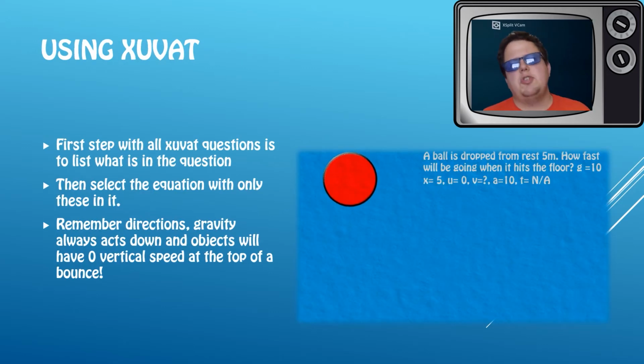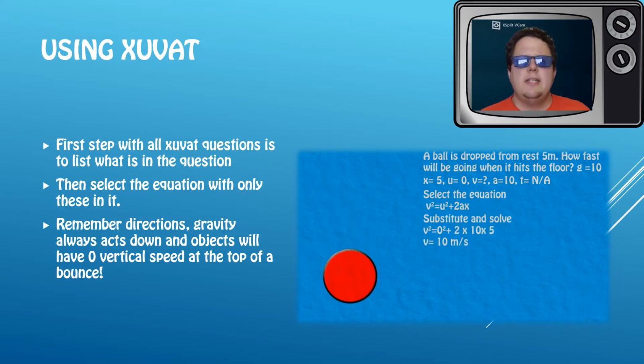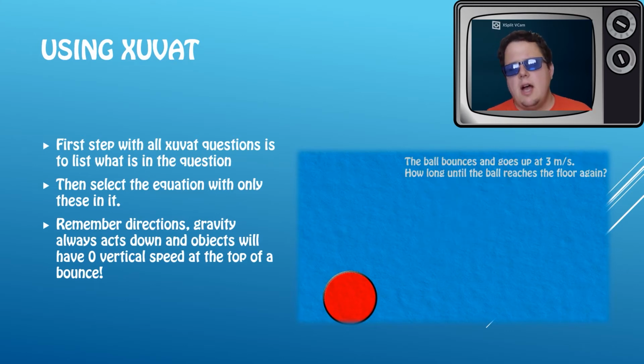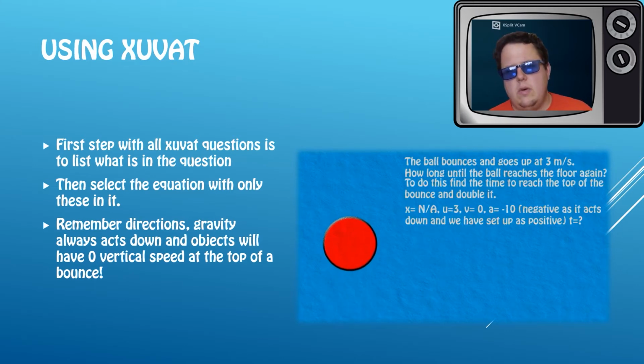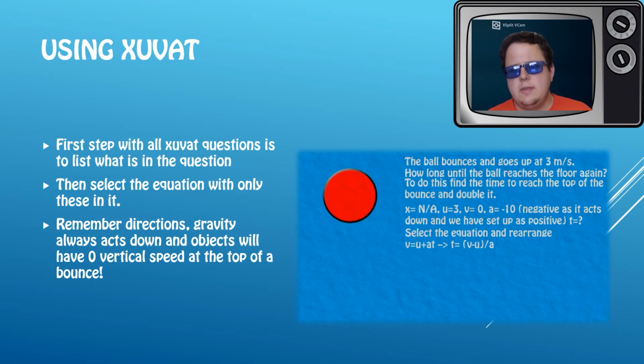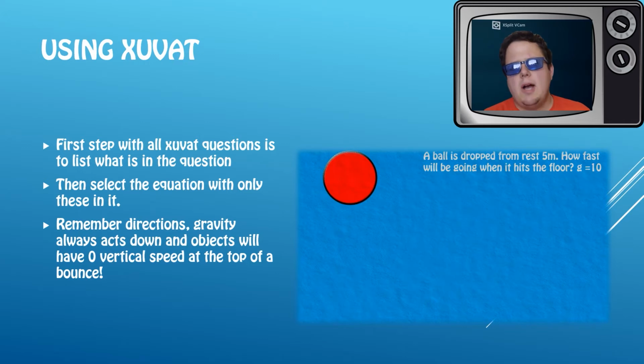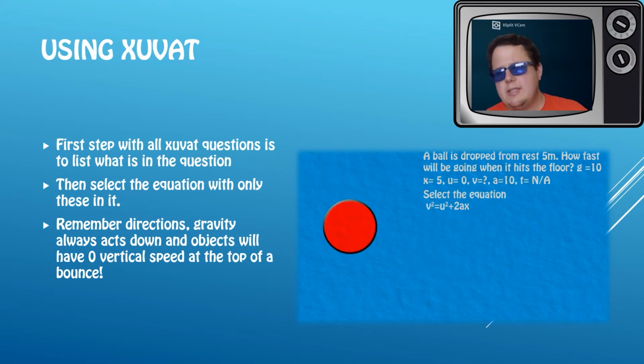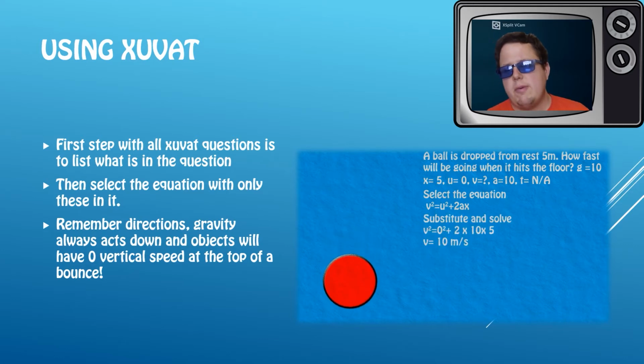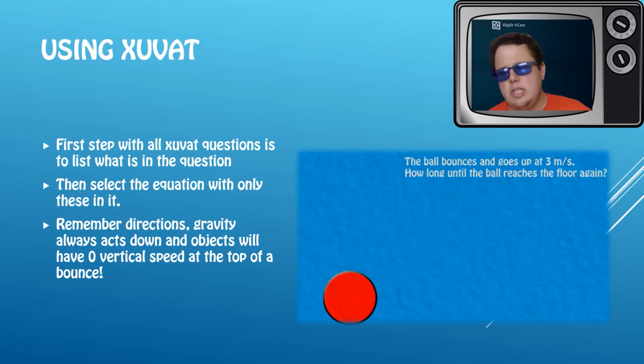Okay, so using XOVAT. I think the hardest thing students find with XOVAT is just getting started. So for me, I would list what is in the question. I'd write down XOVAT: x, u, v, a, t, and I'd go through the question. So here we're told a ball is dropped from rest 5 meters. How fast would it be going when it's hit the floor? And we're told that g is 10.